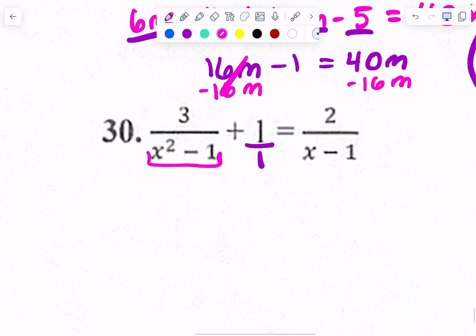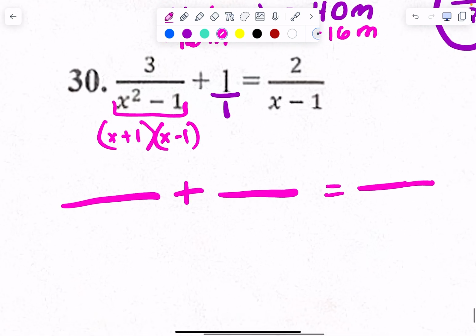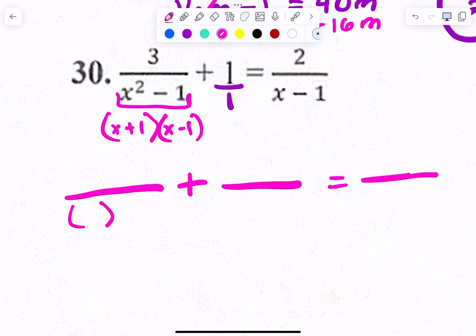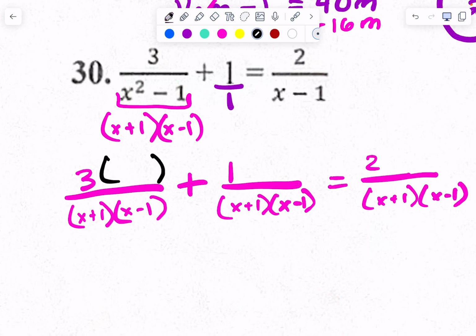This guy's a difference of squares. He is x plus 1, x minus 1. In my denominators, I'm going to set him up just like we normally do. What do we need in our denominator? We need x plus 1 and x minus 1, right? And I need x plus 1 and x minus 1. And I need x plus 1 and x minus 1. That's your common denominator. Okay, I've got 3, I've got 1, and I've got 2. We have to multiply by what each one needs.